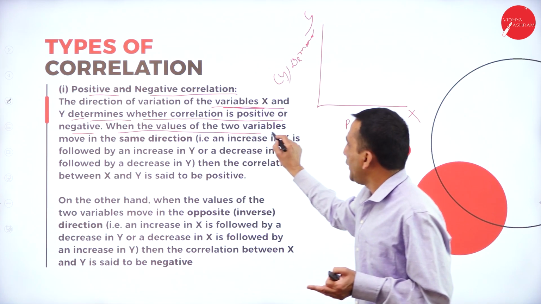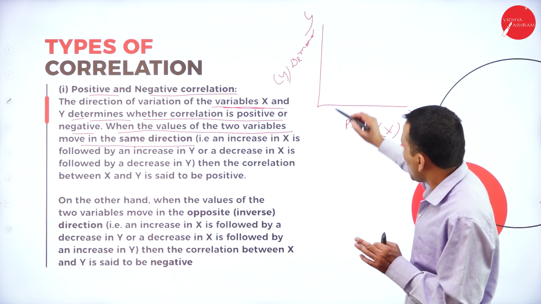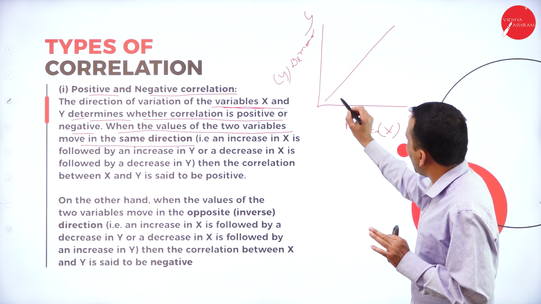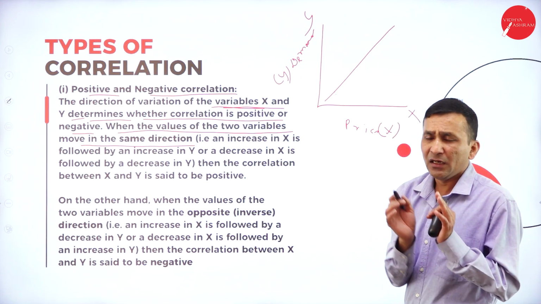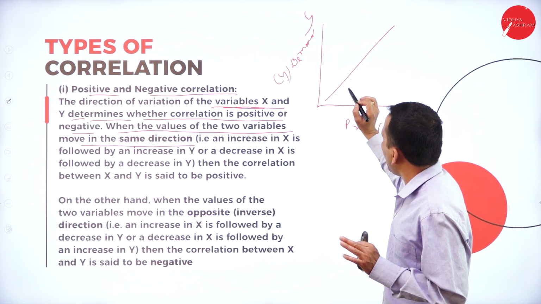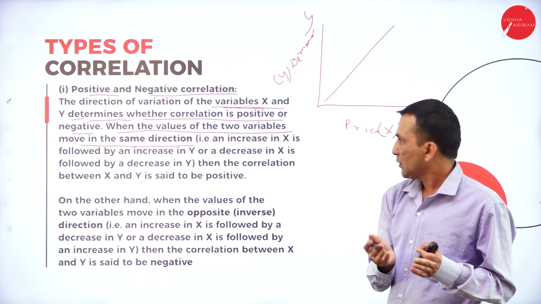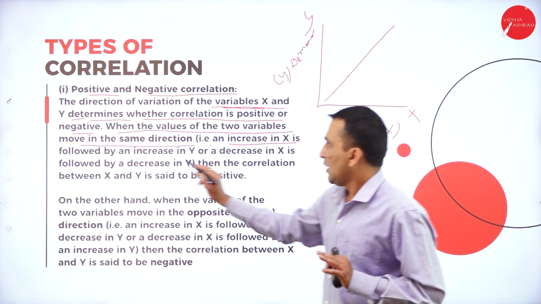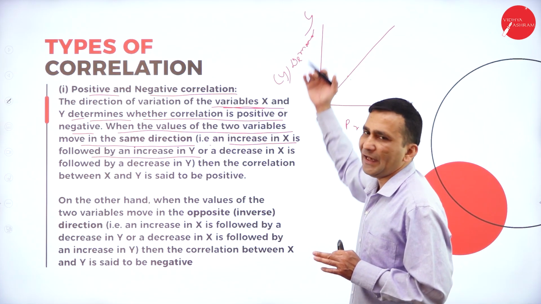When the values of the two variables move in the same direction, going to the right side, for example, the price increases by 10 rupees and the demand also increases. If the price increases by 20, the demand also increases similarly. That is the positive correlation, the same direction: an increase in x followed by an increase in y. If the price increases, demand also increases.